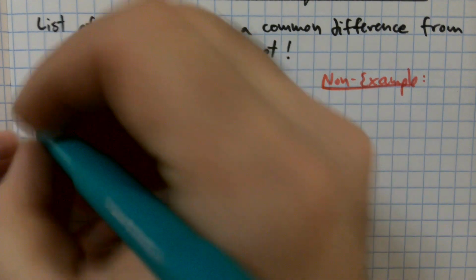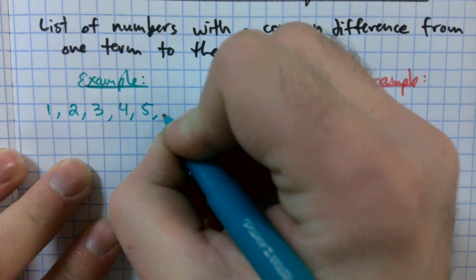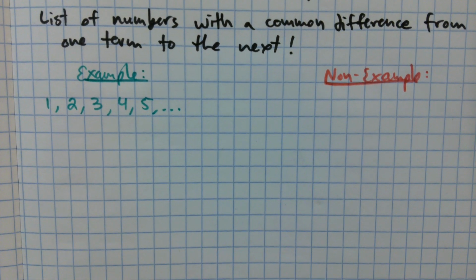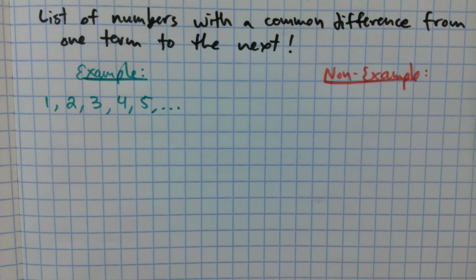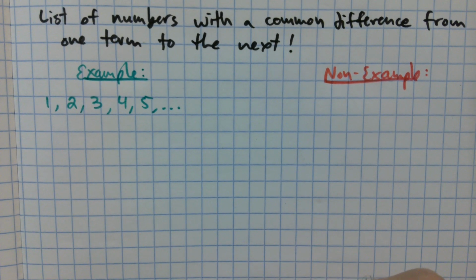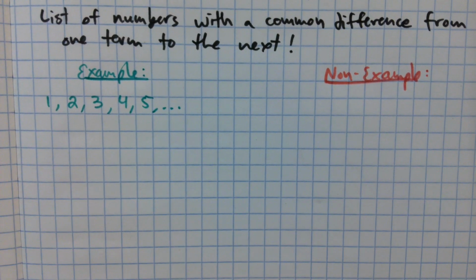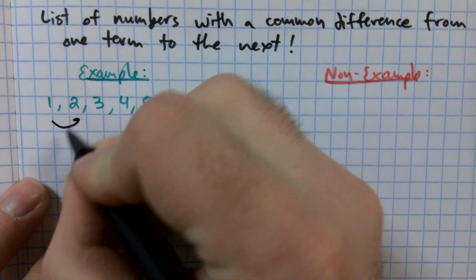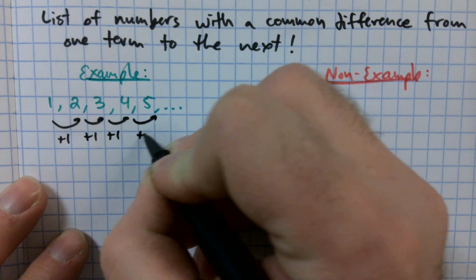So an example of an arithmetic sequence, like in our warm-up, 1, 2, 3, 4, 5, ... means it goes on forever. And in this arithmetic sequence, what would the common difference there be? It would be 1. Because from 1 to 2, we're doing plus 1, plus 1, plus 1, plus 1.